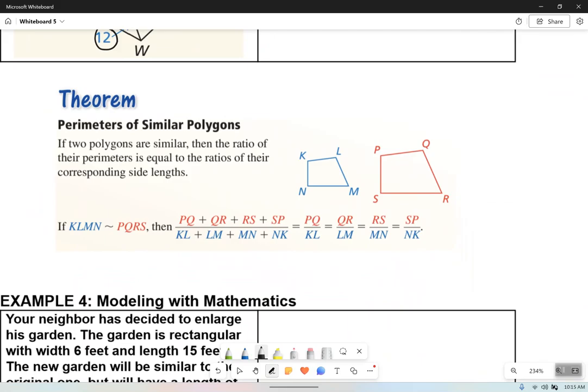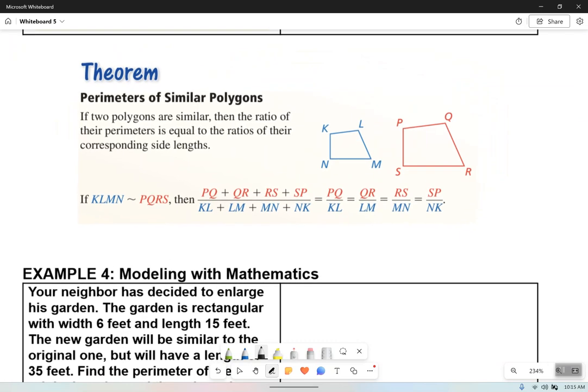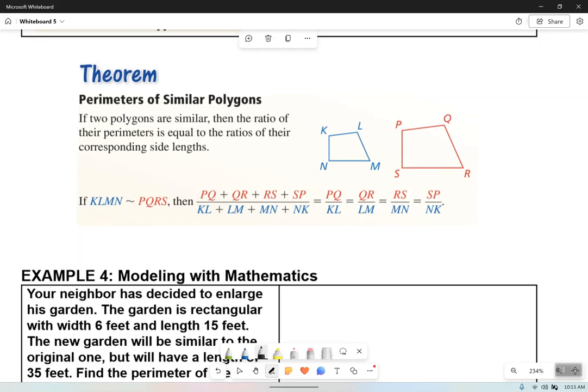If two polygons are similar, then the ratio of their perimeters is equal to the ratio of their corresponding side lengths. Here's what this is saying, okay? I'm going to end with example 4 today, but I'm just going to do this. I'm going to call this distance, I don't know how I want to do this. Let's call this a 4, 5, 6, and 7.